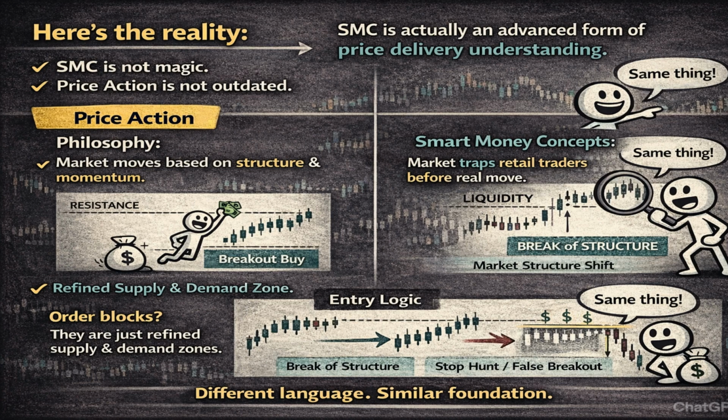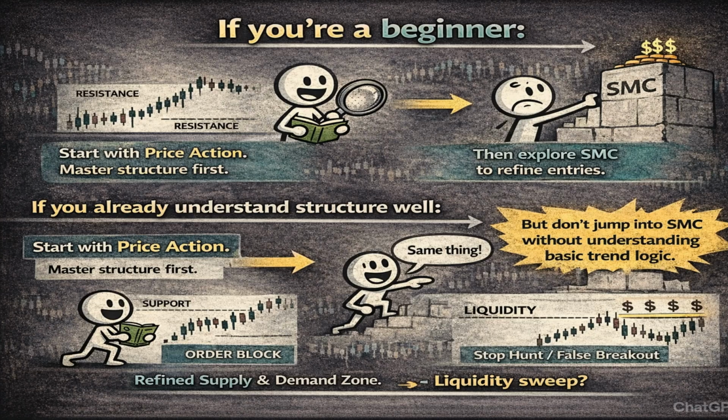Here's the reality. SMC is not magic. Price action is not outdated. SMC is actually an advanced form of price delivery understanding. And guess what? Order blocks are just refined supply and demand zones. Break of structure? That's classic market structure shift. Liquidity sweep? That's stop hunt plus false breakout. Different language, similar foundation.